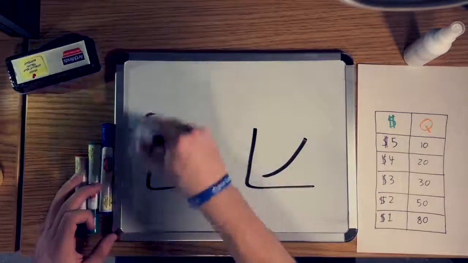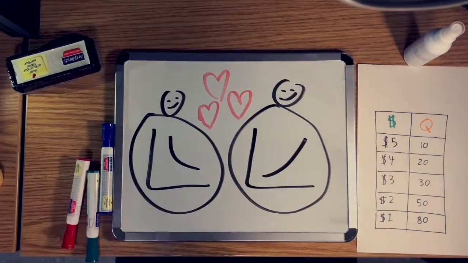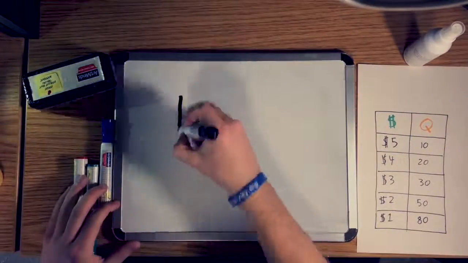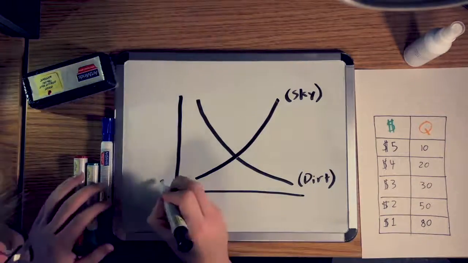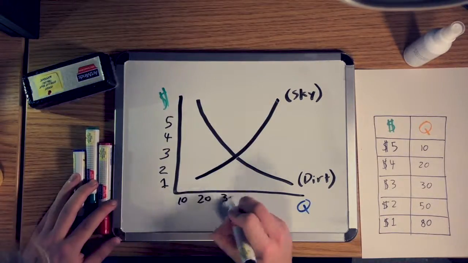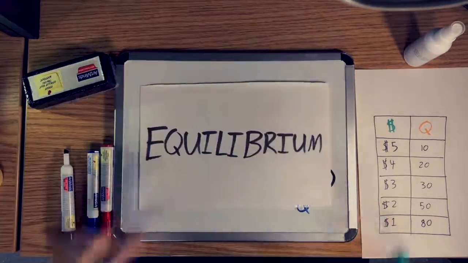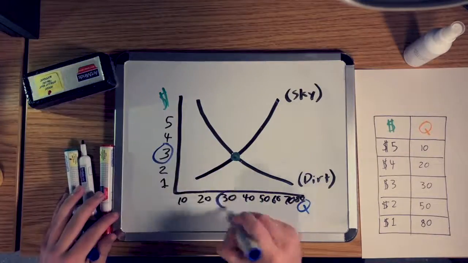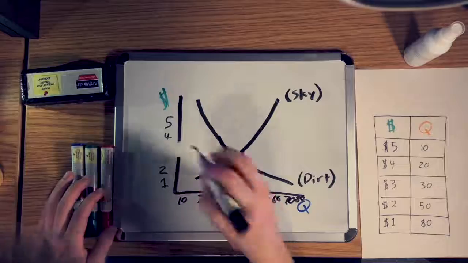Now, let's put these two bad boys together. Remember, demand curves down towards the dirt and supply towards the sky. Now when we put them together, we see that they cross in one point. This is called an equilibrium. The equilibrium is where the price demanded exactly meets the quantity supplied, but the market isn't always in equilibrium.